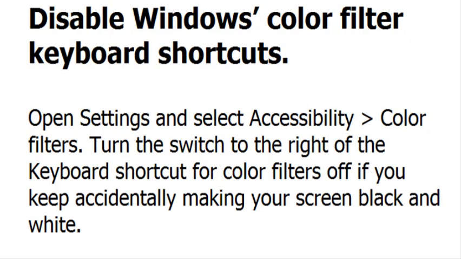Another fix is disable Windows color filter keyboard shortcuts. For this, open Settings and select Accessibility, choose Color filters, and turn the switch to the right of the keyboard shortcut for color filters off. You can keep accidentally making your screen black and white.